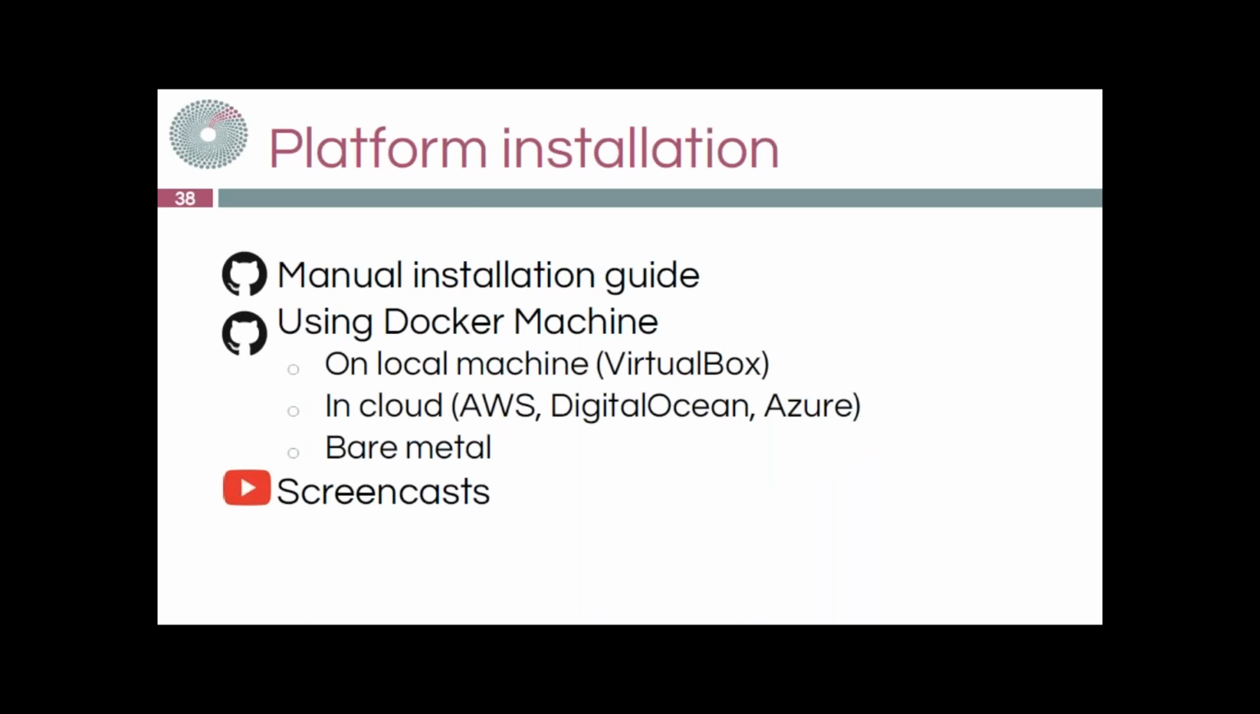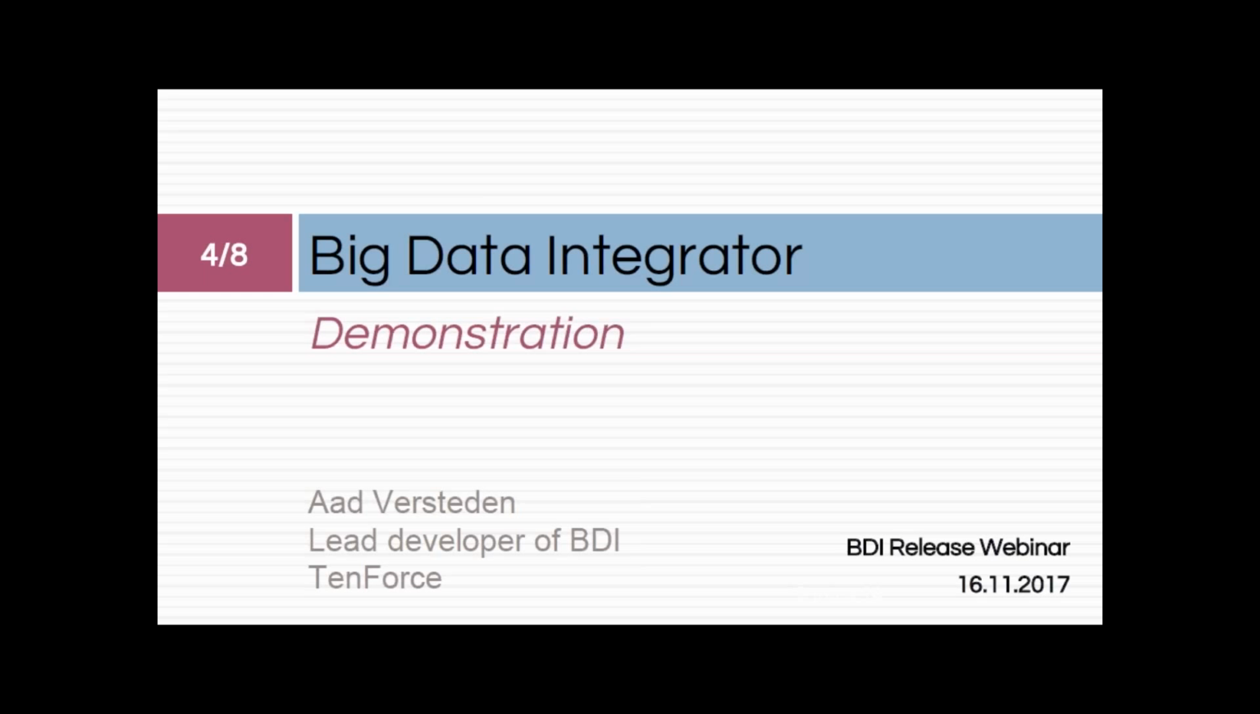Basically, it can be installed on any servers or VMs, and the only thing you need to install there is Docker. We provide manual installation guides and installation using Docker Machine, and also a screencast for that. This is all for the old Docker Swarm, and for the Swarm mode, you can refer to the official installation guidelines. It can be installed from the repositories for most Linux distributions, as well as Mac or Windows. Okay, that's it. Thank you.